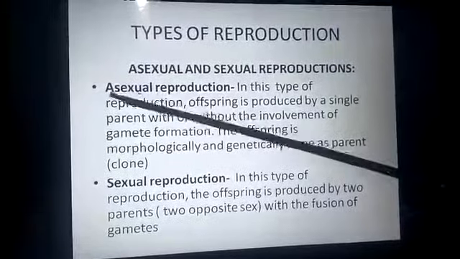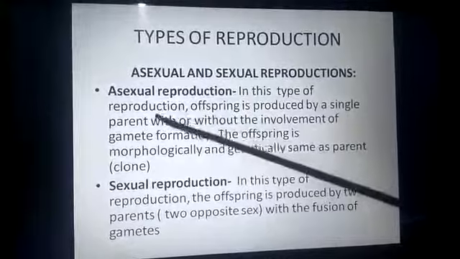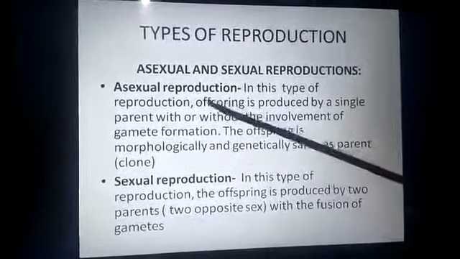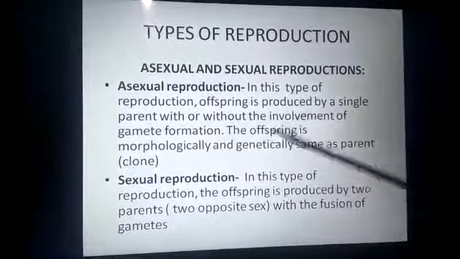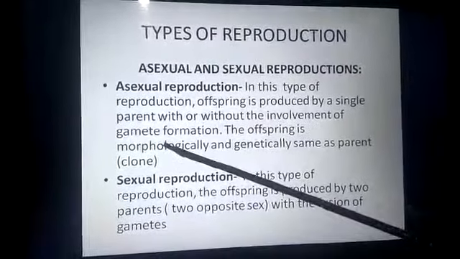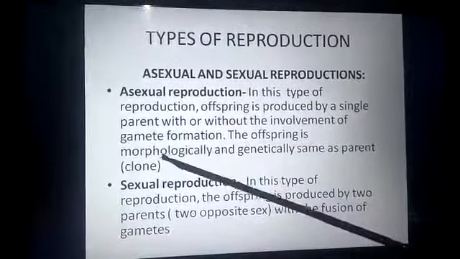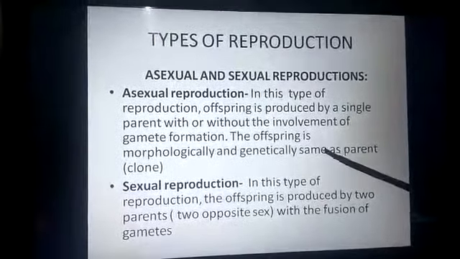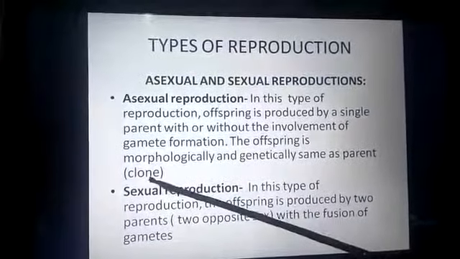The first one is asexual reproduction. In this type of reproduction, offspring is produced by a single parent. Yes, offspring is produced by one parent only, with or without the involvement of gamete formation. The young one produced by this method is morphologically and genetically similar to the parent. For such similarity, we use the term cloned.